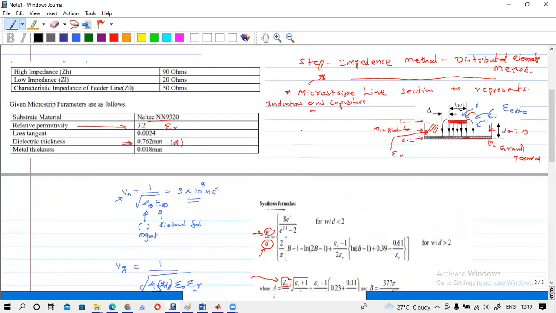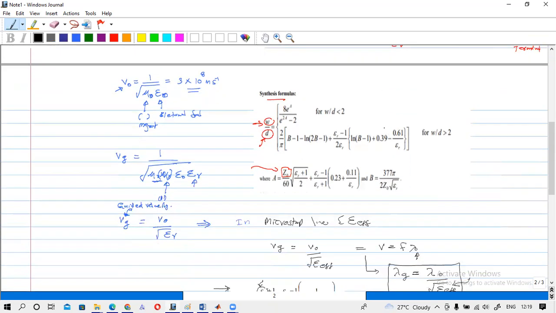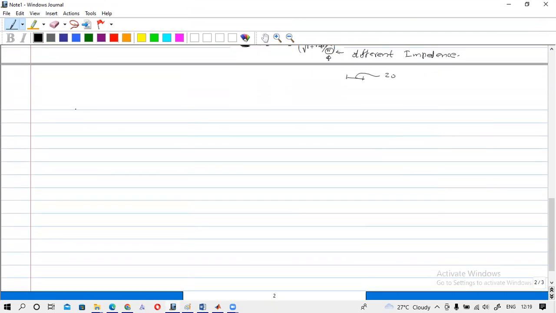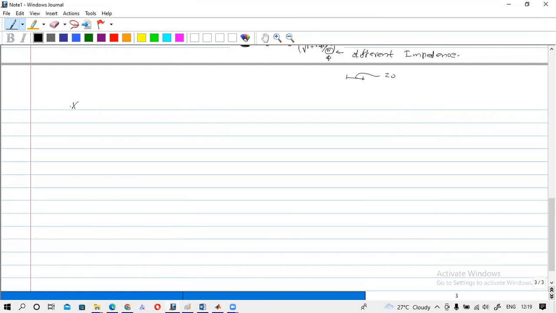So this knowledge you should have to design this step impedance design. Okay, so we will start. The first step is actually another theory. We can prove this, we can approximate this.